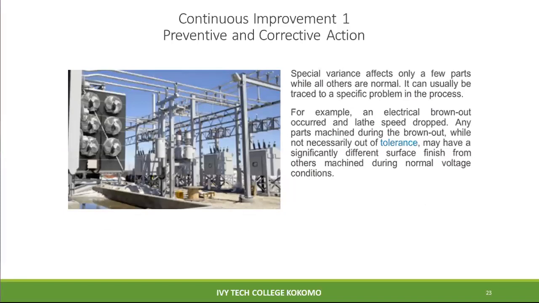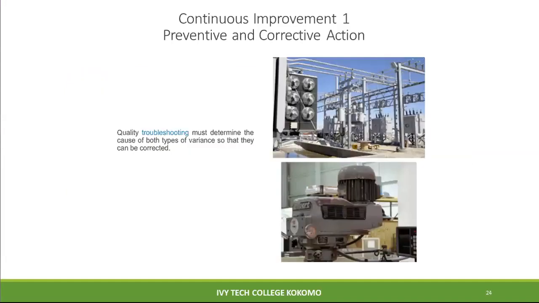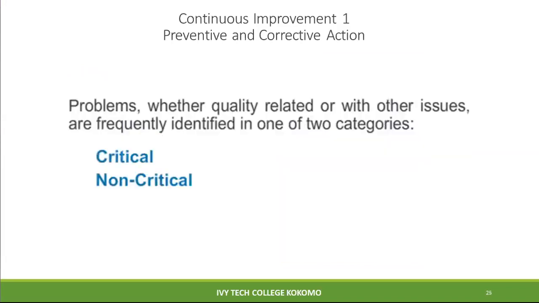Special variances only affect a few parts, and these can be traced back to certain problems, certain issues, certain things that have happened. Special variances can be, like, a new person coming on and punching in the wrong number, or voltage issues, or temperature spikes or something like that. Okay. You have to determine what type of variance you have so that you know what you need to correct. Okay. So we're trying to correct the quality issue. You need to know what kind of variance it is so you know what to do.